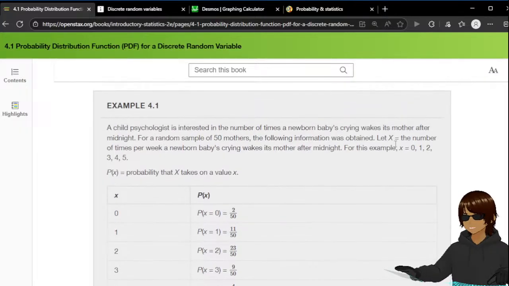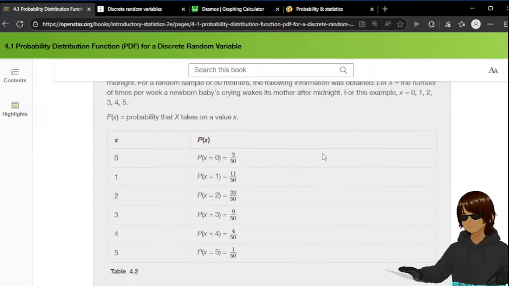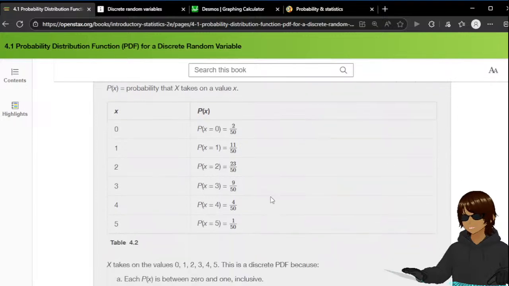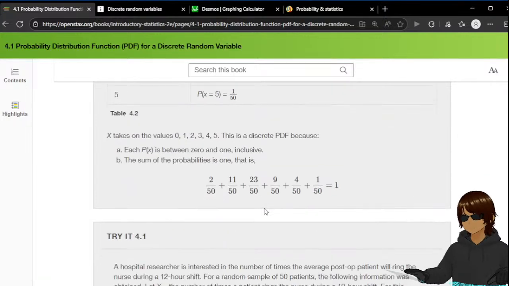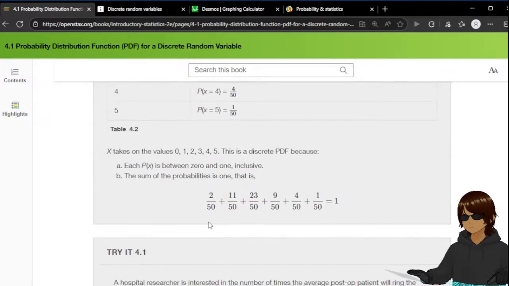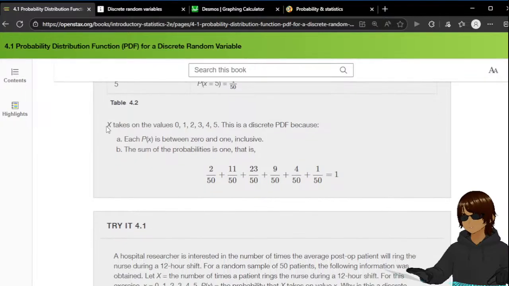So what is this? X is the number of times per week a newborn baby crying wakes his mother after midnight. So for 0 it's 2 mothers. For 5 it's 1 mother. The number of times per week a newborn baby crying wakes its mother after midnight. I see. So only one mother wakes up at night 5 times. So capital X takes on the values 0, 1, 2, 3, 4, and 5.